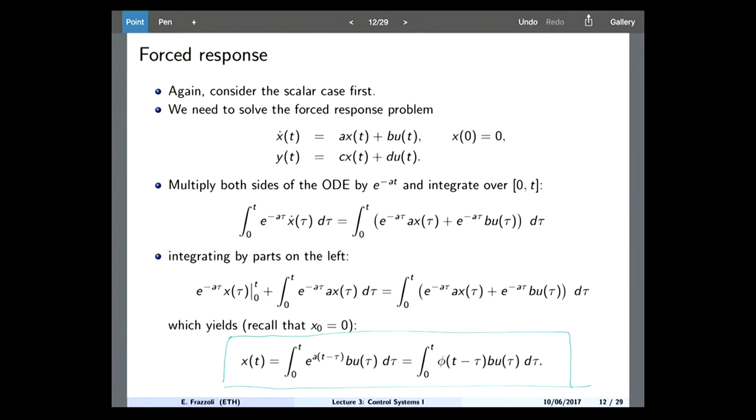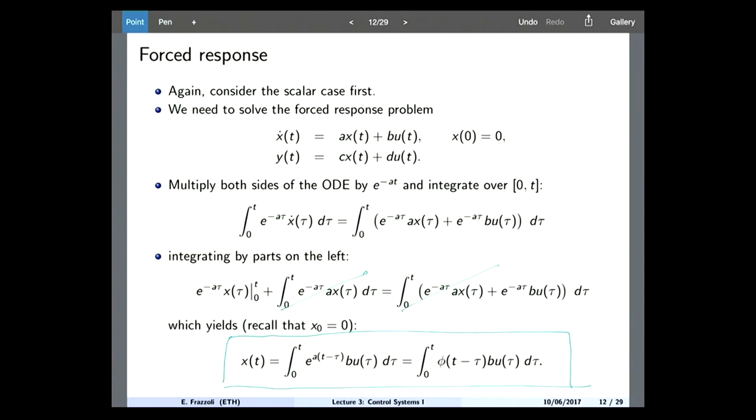Now what you see is that this integral is the same as this part of the integral. So this thing cancels with this one. Okay, and then what you're left with is, you still have this e to the power minus at that you had to move to the right-hand side. And then what you get, at the end of the day, is this formula.